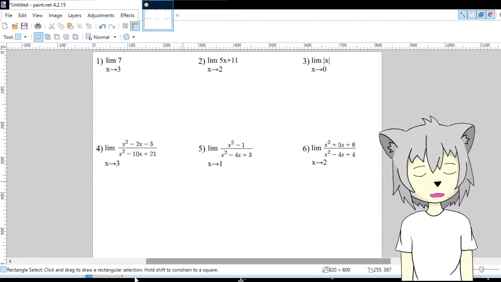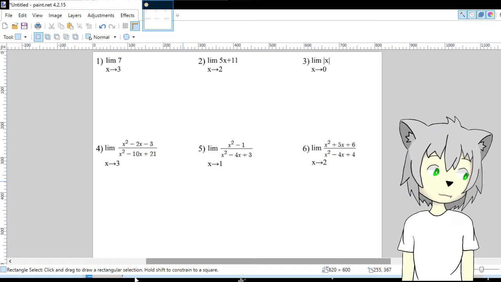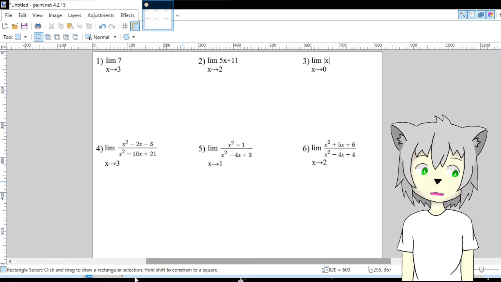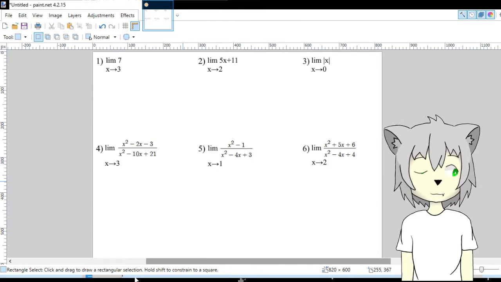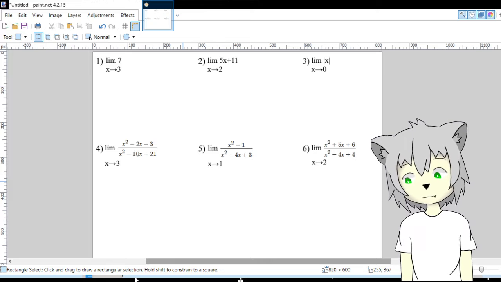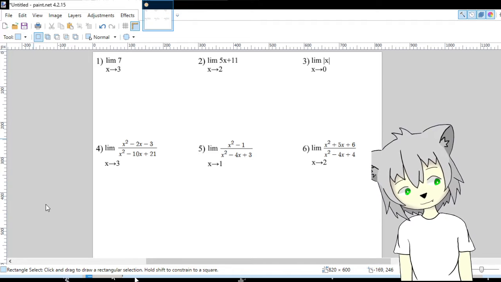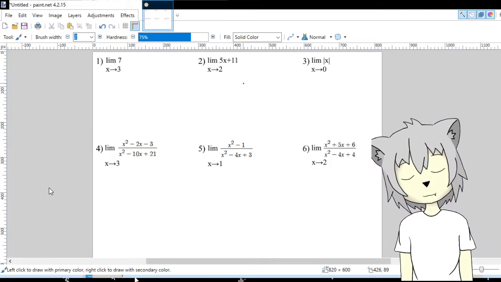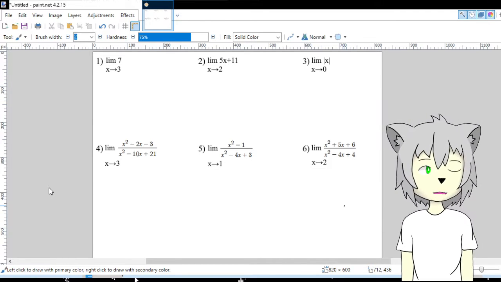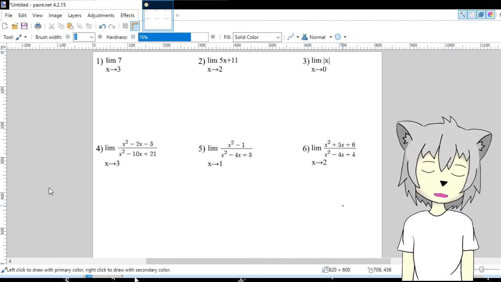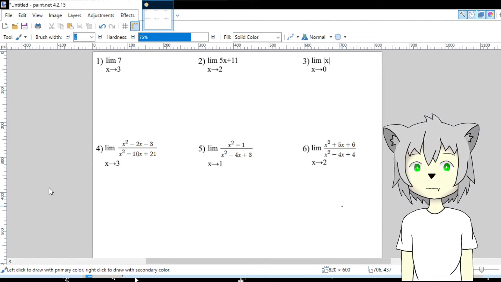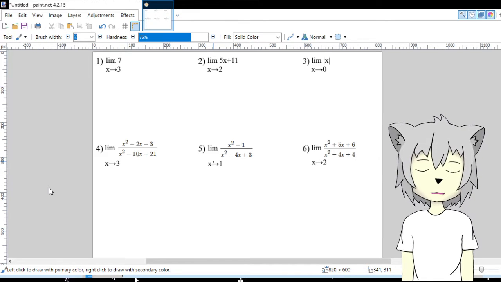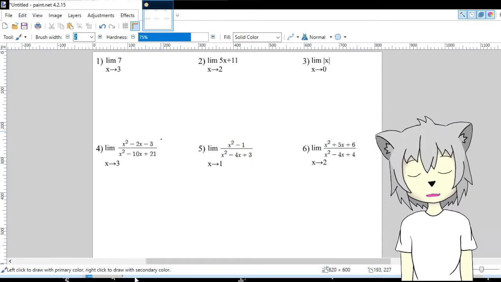Limits are, again, if you had watched my previous video, the easiest concept in calculus. It's the first thing you learn, and we can work through each one of these problems pretty easily. If you know algebra, you should be able to solve a limit pretty easily, even without looking at a graph. This is going to be some of the problems you might see in calculus.